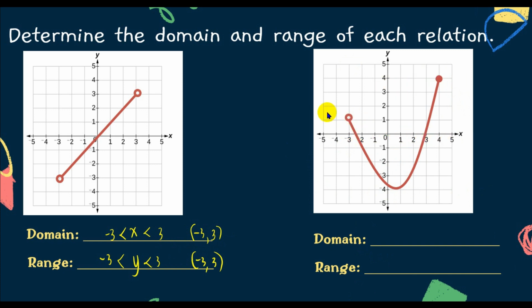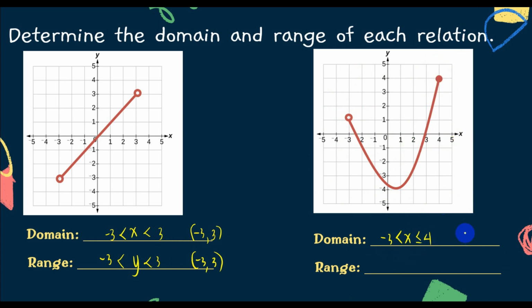And again, tingnan natin yung endpoints nila. Yung ating starting point is open point while the endpoint is closed point. So, ibig sabihin, si negative 3, not included, but si positive 4 is included. So, how are we going to write the domain for this example? This means x is greater than negative 3, but less than or equal to positive 4. May or equal to na kasi kasama na si positive 4 sa ating domain.